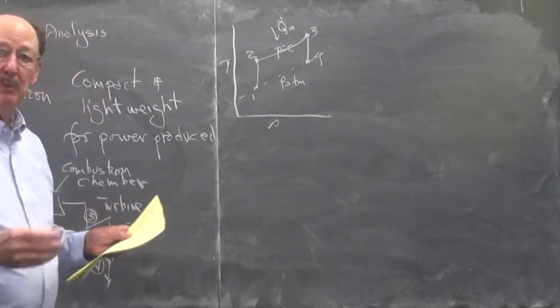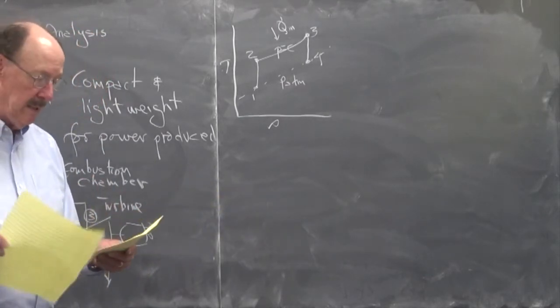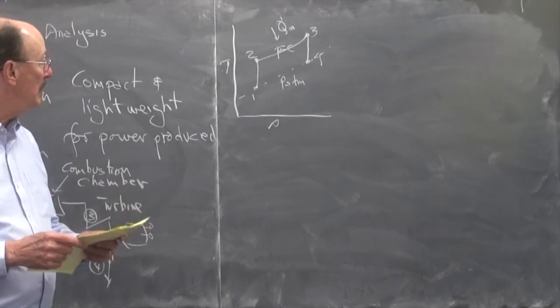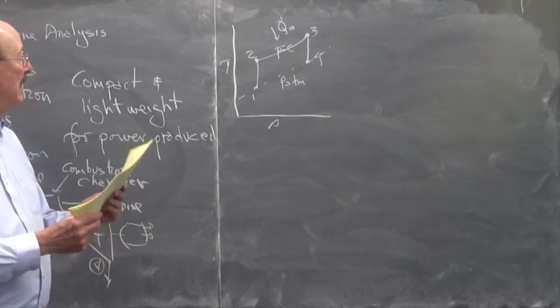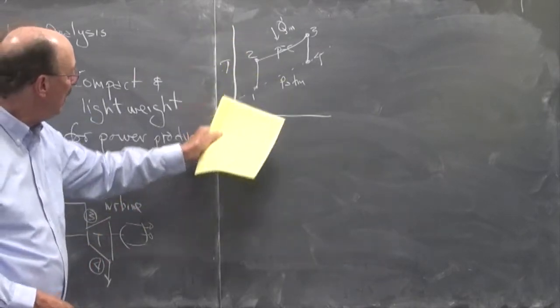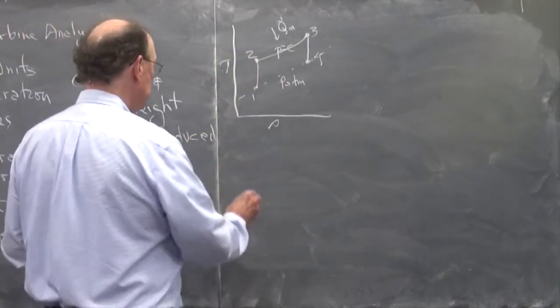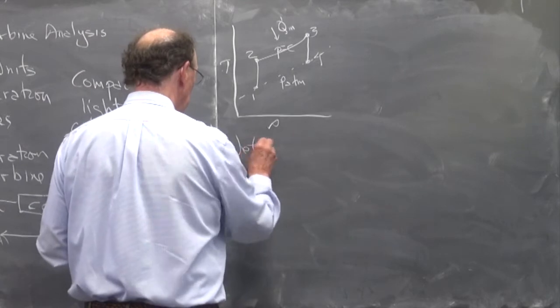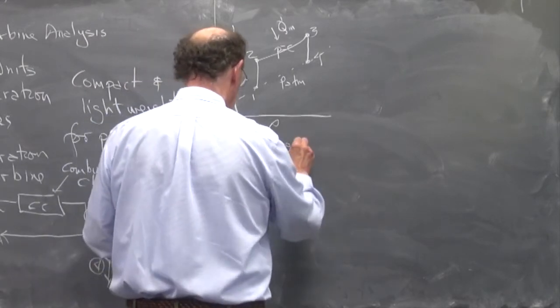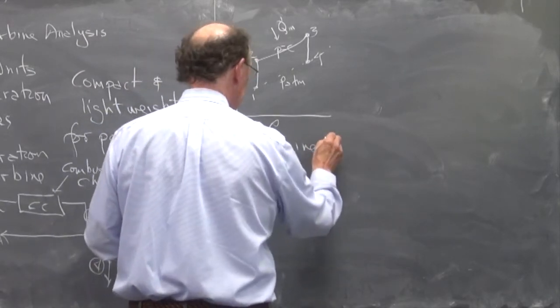And so now what we want to do is to create an ideal cycle for this. So this is how the power generation turbine works. Let's look at a jet engine. And it's a slightly different gas turbine.